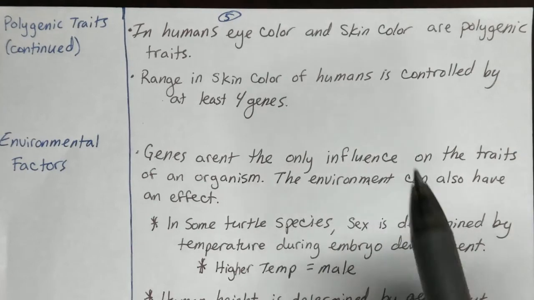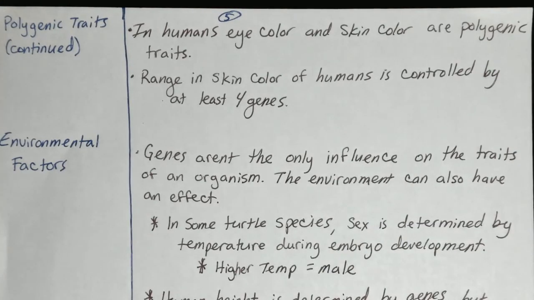Our eye color is also polygenic. So there's not just one single gene that actually tells you what color your eyes are. There's not one single gene that says what shade your skin is going to be. There's a whole bunch of things that go into that.